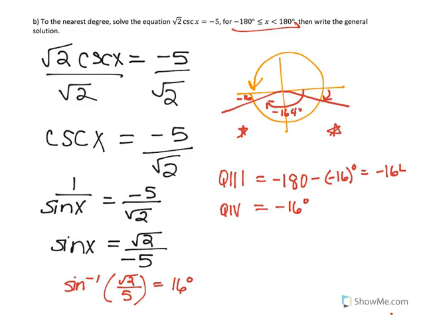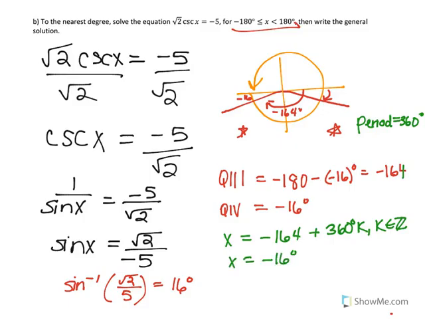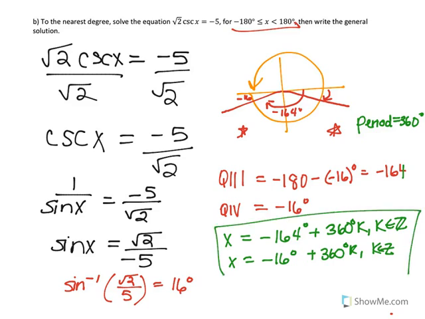Our period for this function is just a normal sine function, so my period is 360 degrees. So to do my general solution, we can say negative 164 plus 360 degrees times k for any integer, or we can do negative 16 degrees plus 360 degrees times k for any integer. And there's our general solution.